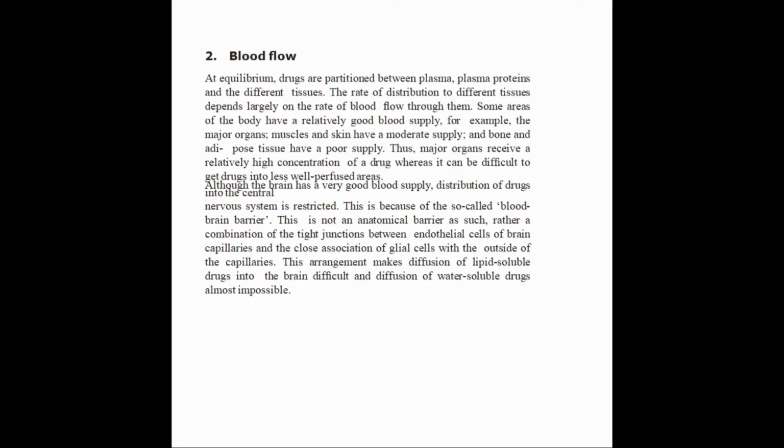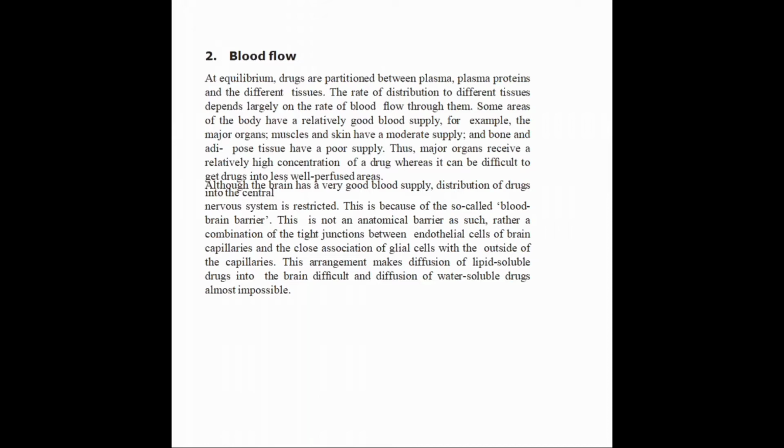So some areas in the body have good blood supply. For example, your muscles, and major organs have good blood supply. So what that means is that a lot of drugs will be distributed to that place. Now the skin has moderate supply, and the bone and adipose tissue, which is the fat tissue, those ones have poor supply. So major organs receive relatively high concentration of the drug when you give them.